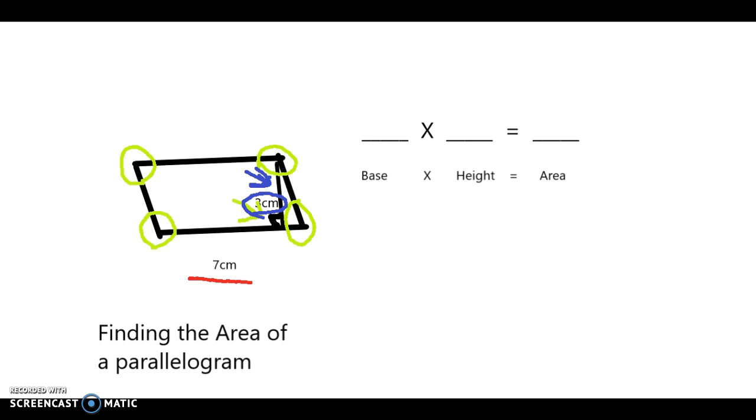So first step, what we're going to do, plug it in. The base, 7 centimeters. We're just going to plug that in. Then we're going to plug in the height, 3 centimeters. Do you know what 3 times 7 is? I do. Here's a hint. It's 21.